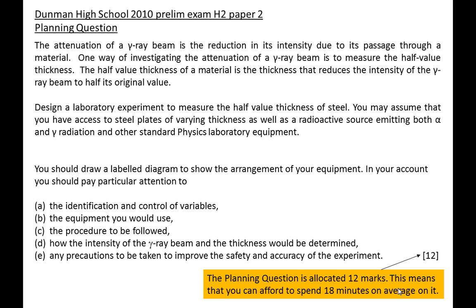So one way of investigating the attenuation of a gamma ray beam is to measure the half-value thickness. Half-value thickness is the thickness that reduces the intensity of the gamma ray beam to half its original value. So design an experiment to measure this half-value thickness. You may assume that you have access to steel plates of varying thicknesses. Gamma ray is very penetrating, so you need something like steel or lead to stop it. It's radiation. You are given a source emitting both alpha and gamma rays and other standard lab equipment.